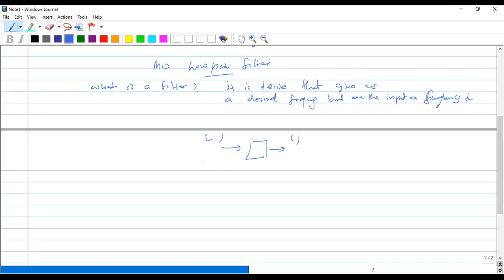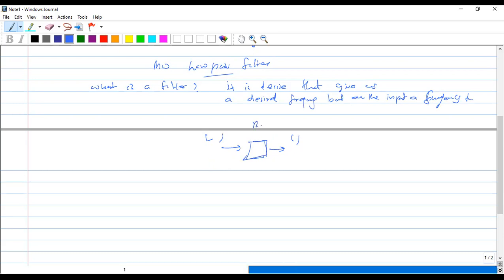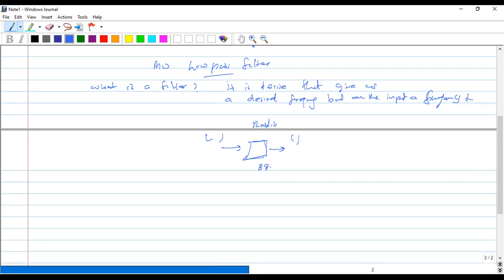For example, let's say this is a radio, and our channel is working on 88.1 megahertz. You want to tune in and catch this channel on your radio set. What you can do is put a filter here. So this is a radio, wireless transmission is there, and an antenna is used to catch the signals.